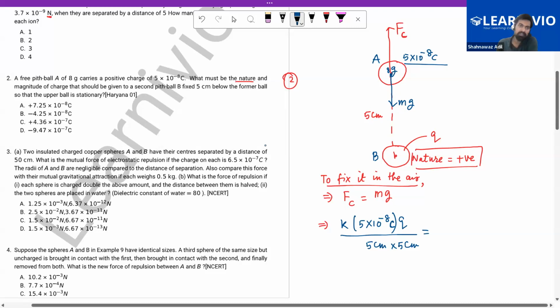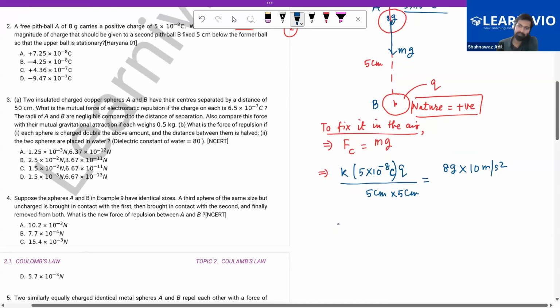And m is how much? That is 8 grams, so this is not in the SI unit. g is 10 meter per second square. So what is the only unknown that we have? This Q, right? So this k is 9 into 10 to the power 9, and then 5 into 10 to the power minus 8. This is 5 centimeter, which is 5 into 10 to the power minus 2. This 8 gram is 8 into 10 to the power minus 3 kg. And then this is 10.